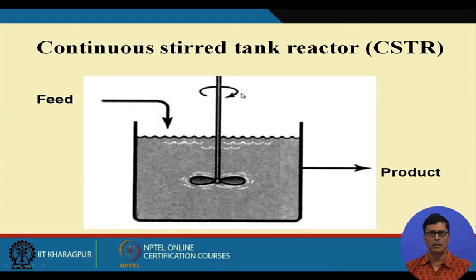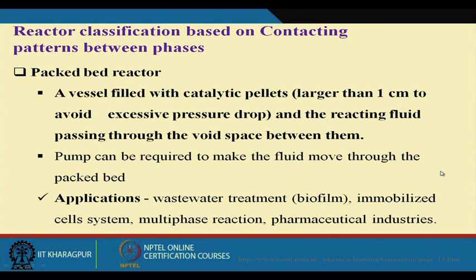This is the vessel, this is the starter, and we put the feed in one end and take the product out the other end. So then we have the packed bed reactor. This is a reactor configuration based on the contacting pattern between the phases. I told you that phases means we may have the presence of two phases, solid and liquid.